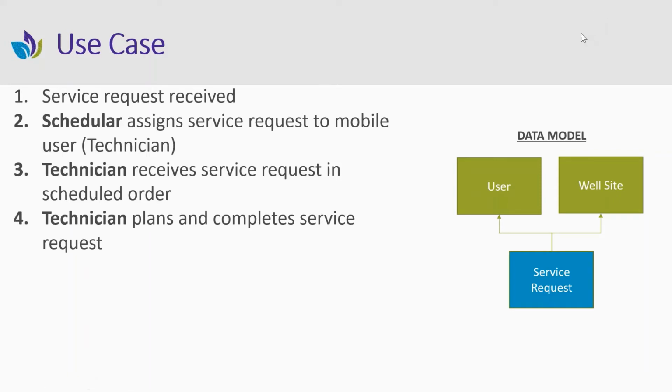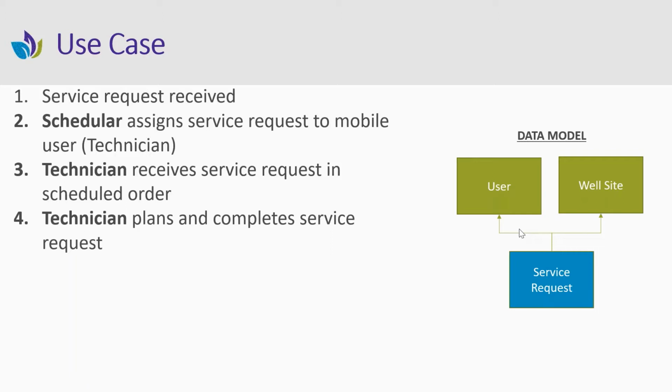So also, as you can see on the right-hand side of the screen, the sub data model that we're going to be using for this use case consists of 3 objects. We have our service request object, which is the object where these service requests are logged into. And each service request will belong to a certain well site, as well as at some point a specific user will be assigned to that service request. So in our case, that user will be the technician.